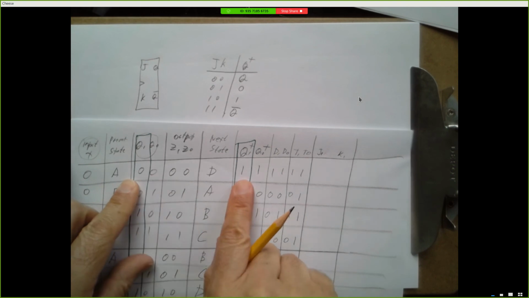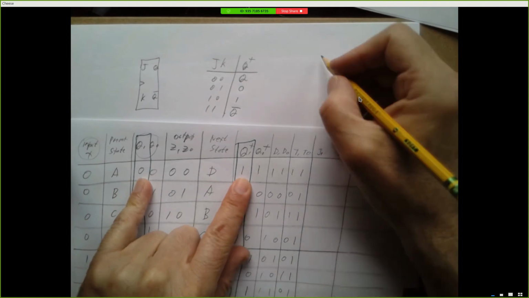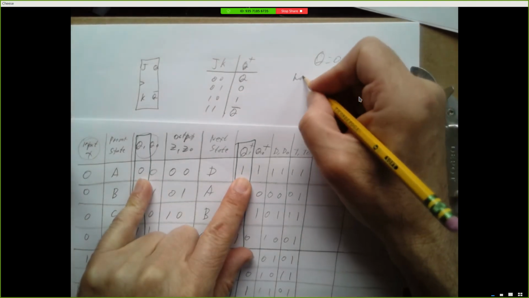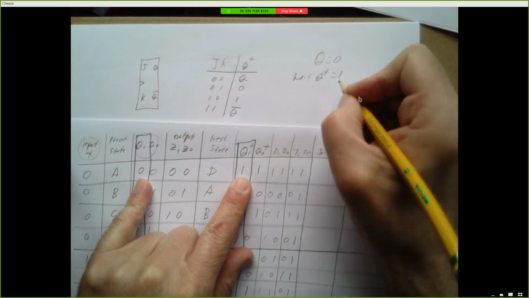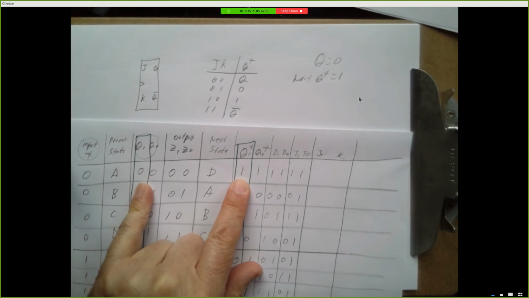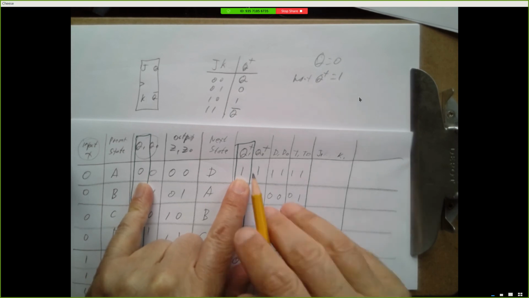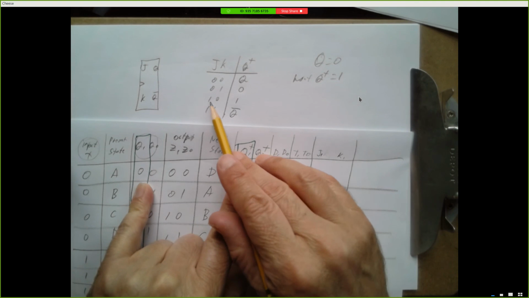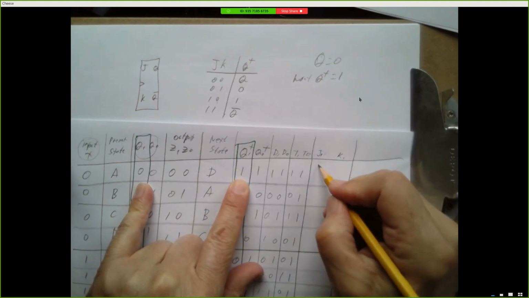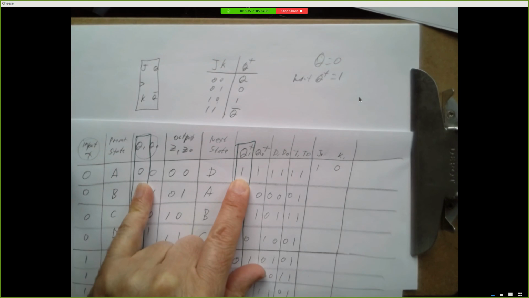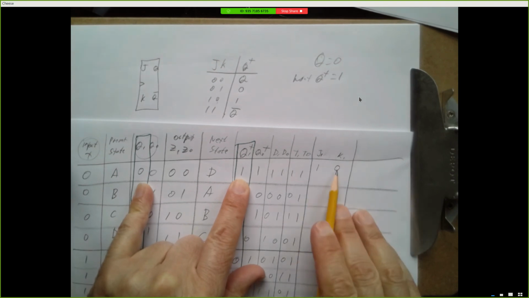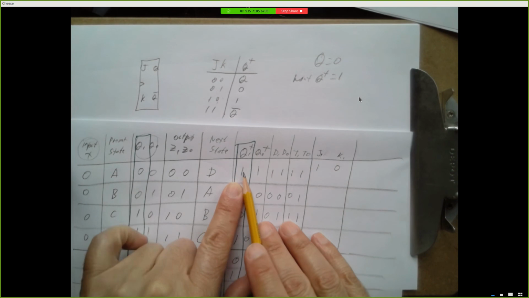Alright, so look at the first row. My flip-flop output is a 0. I want it to become a 1. Okay, so Q is equal to 0, and we want Q plus to be equal to 1. Well, how do I make that happen? I can force my output to be a 1 by setting J equal to 1 and K equal to 0. Guaranteed, if J is a 1 and K is a 0, my new value on my flip-flop is going to be 1.